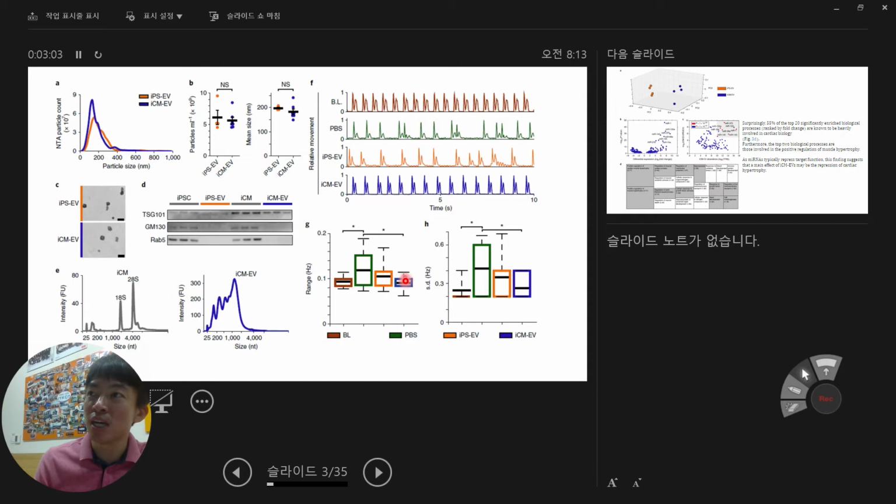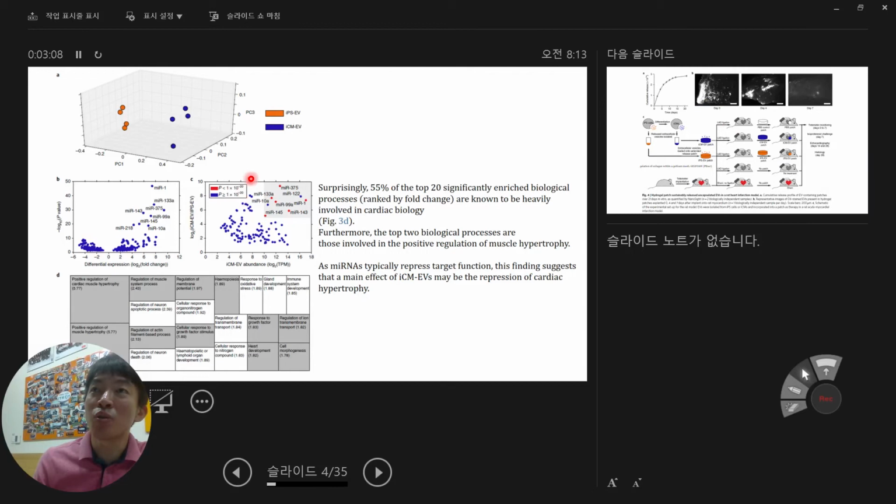And then they wanted to know why this ICM EV is better than iPSC EV. From the microRNA sequencing, they found that positive regulation of cardiac muscle hypertrophy is upregulated in ICM EV compared to iPSC EV, and that is a very interesting description. Surprisingly, 53% of the top 20 significantly enriched biological processes are known to be heavily involved in cardiobiology. Furthermore, the top two biological processes are positive regulation of muscle hypertrophy. As microRNA typically represses target function, this finding suggests that a main effect of ICM EV may be the repression of cardiac hypertrophy.